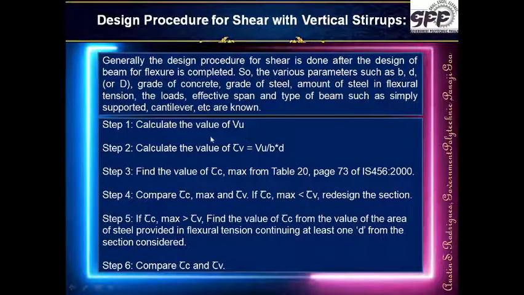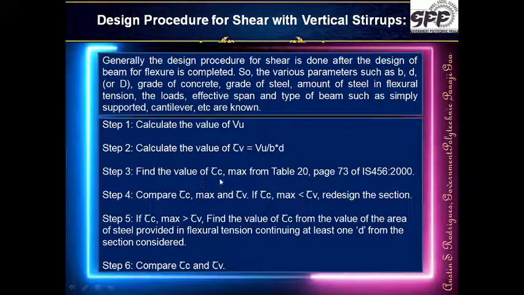Having got the value of Vu, step number 2 is to calculate the value of tau V. Tau V is the nominal shear stress coming on the beam. Tau V is given by Vu upon effective depth and effective width, that is the cross-sectional area. That is the ultimate shear force upon the cross-sectional area.